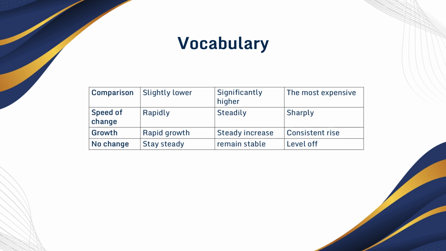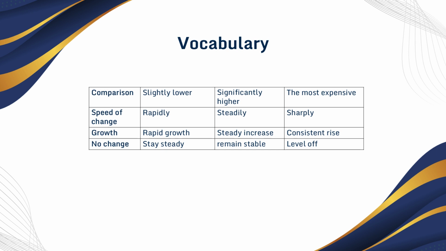Let's review some key vocabulary to boost your score. For comparison. Slightly lower, significantly higher, the most expensive. For speed of change. Rapidly, steadily, sharply. For growth. Rapid growth, steady increase, consistent rise. And for no change, stay steady, remain stable, level off. Use these to avoid repeating go up and go down. For example, mobile phone use rose sharply, while landlines declined steadily. Much better than, mobile phones went up a lot.